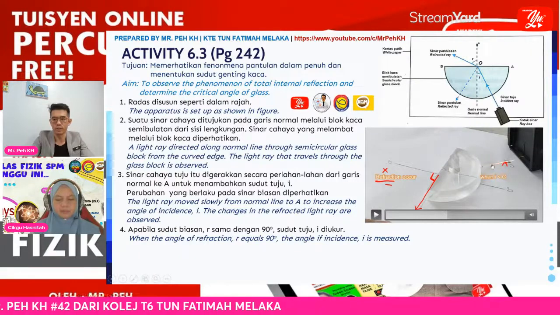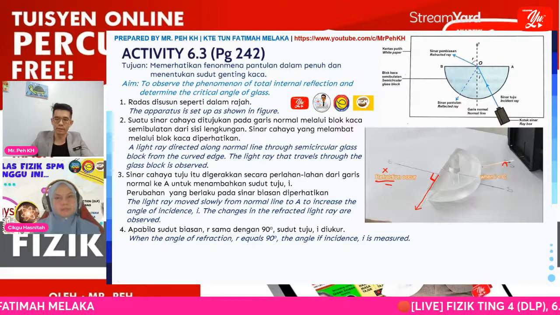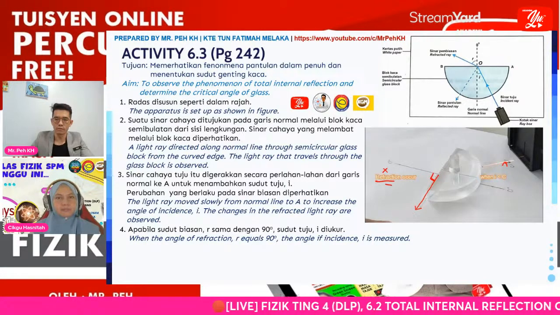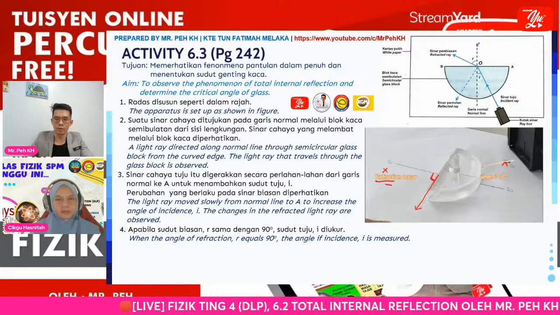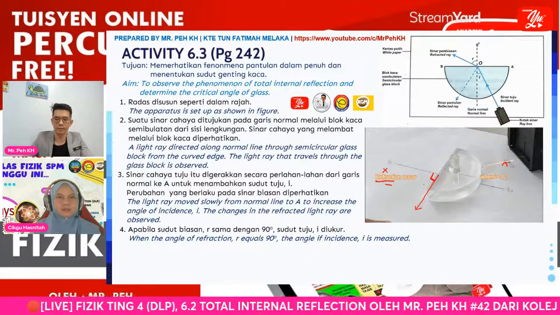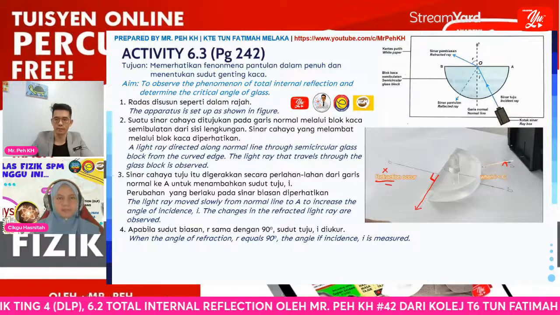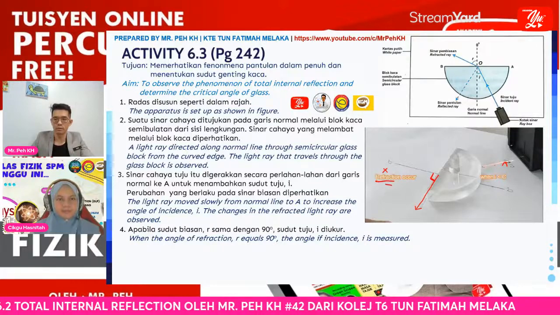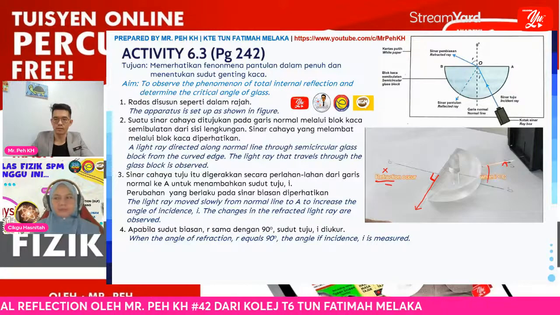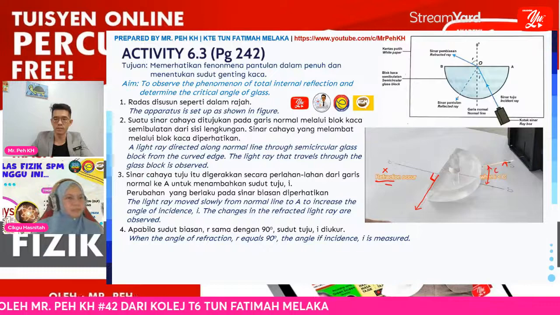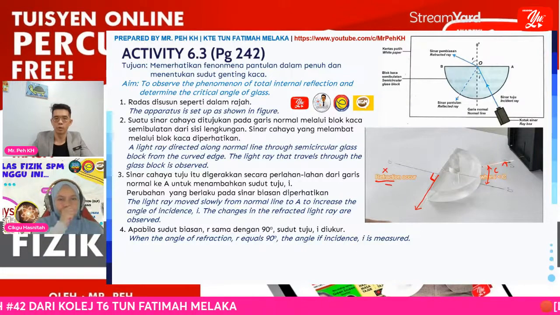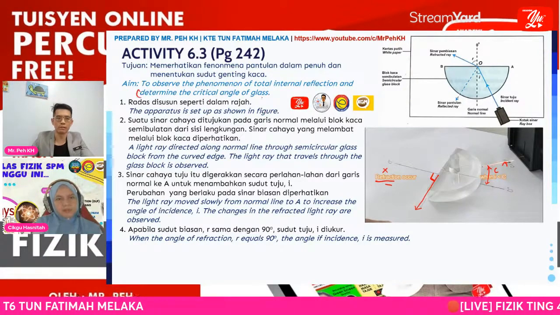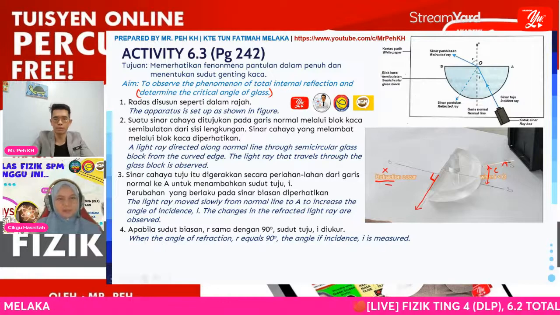When we increase the incident angle, you may see that the angle of refraction increases until it reaches the boundary line between the glass block and the air here. We know this as the critical angle. So you need to measure it. What is the angle here? Which is C. So you will get the critical angle for this glass block.